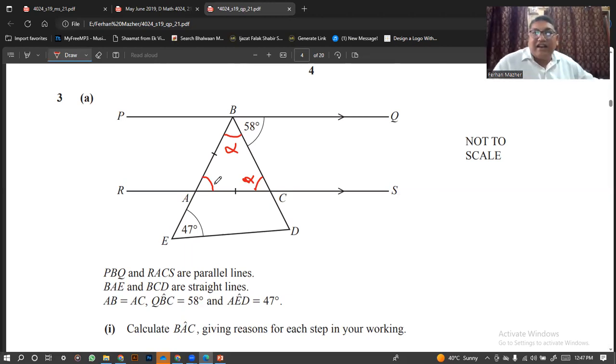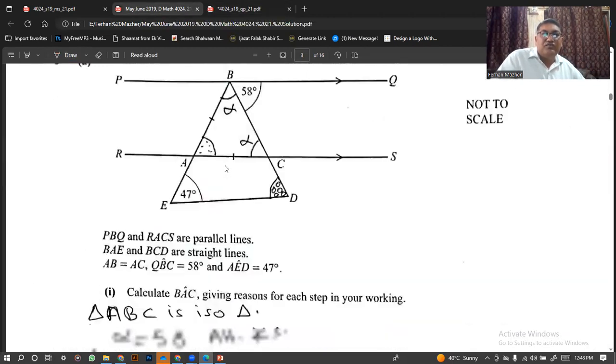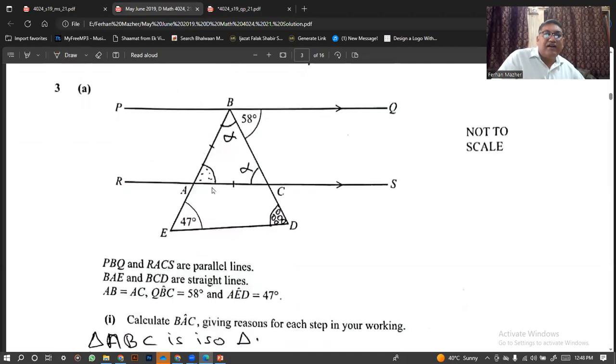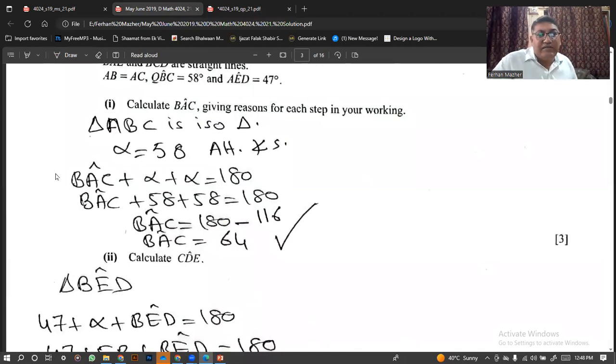If I know 58, 58, and I want to calculate this one, I can easily do that. 180 minus 58 minus 58. So you see here, let me show you. This is alpha, this is alpha. This alpha is equal to this 58. So the triangle ABC is an isosceles triangle. Alpha is equal to 58. The reason is they are alternate angles. And then the BAC angle plus the alpha plus alpha equals 180. BAC plus 58 plus 58 is equal to 180. BAC will be equal to 180 minus 116, and the BAC angle will be 64 degrees. 64 degrees is the right answer, sir.